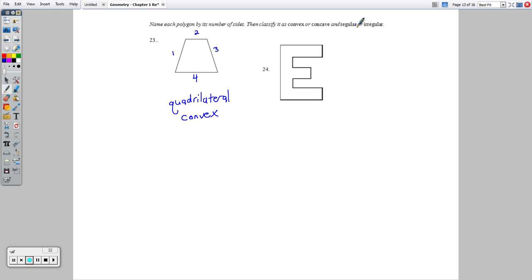And is it regular or irregular? If it was regular, all the angles and sides would have to be the same. Clearly that's not the case here. So this is irregular. So that is for that one. 24.